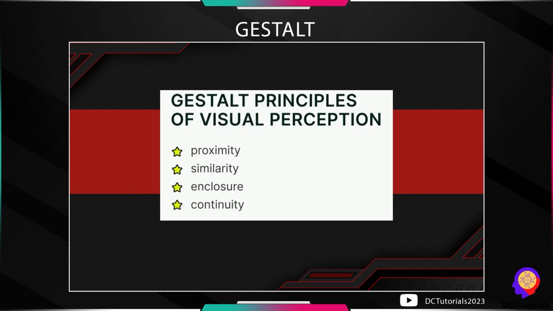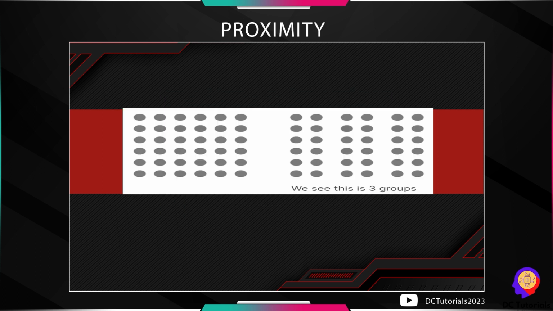We can also refer to the Gestalt principles of visual perception in fixing our visuals. This came from the theories of visual perception, and it attempts to describe how people organize visual elements into groups when certain principles are applied. First principle is the principle of proximity. This tells us that our brain tends to group things together when they are closer to each other.